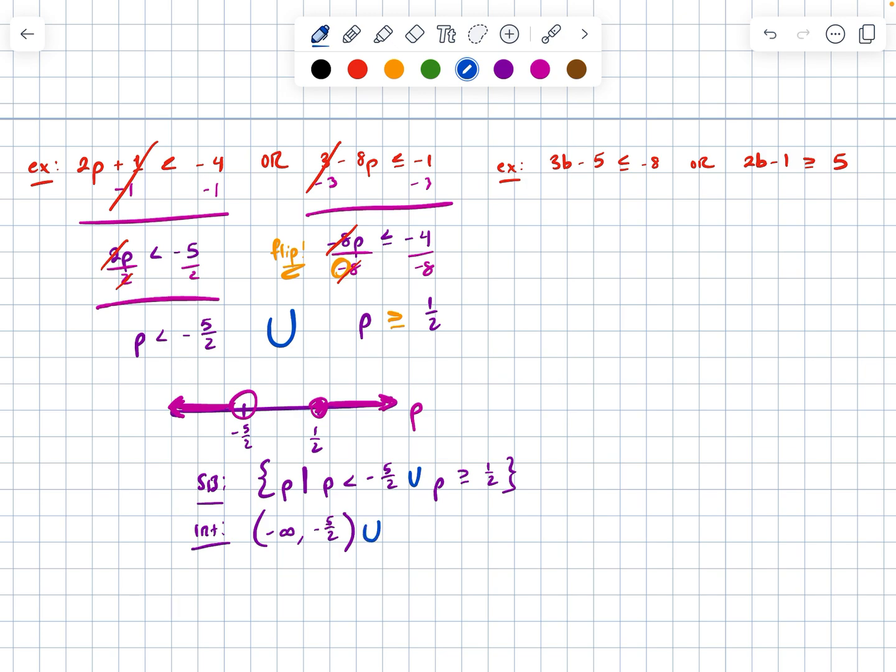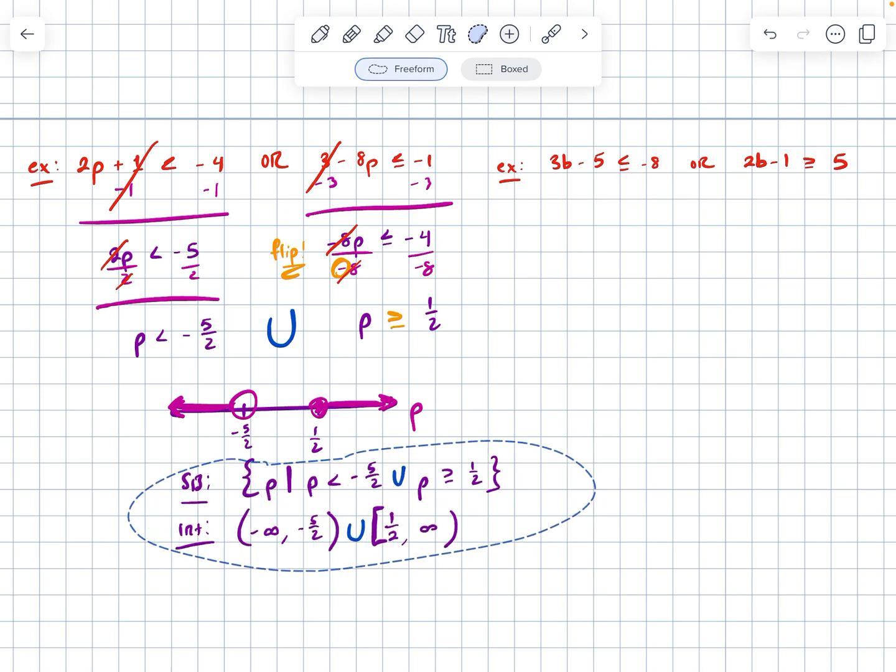Or I could be on the part of the number line to the right. So that tells me here, that part of the number line, it starts on the left at 1/2, and then it goes off on the right all the way to infinity. Infinity gets a parentheses. 1/2 has a closed circle. It gets a square bracket. There you go. There are your two notations.